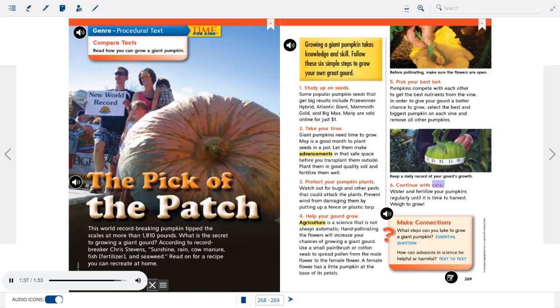6. Continue with care. Water and fertilize your pumpkins regularly until it is time to harvest. Way to grow. Before pollinating, make sure the flowers are open. Keep a daily record of your gourd's growth.